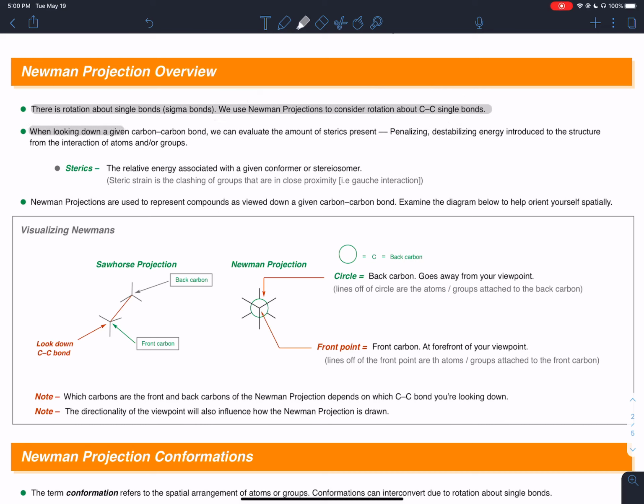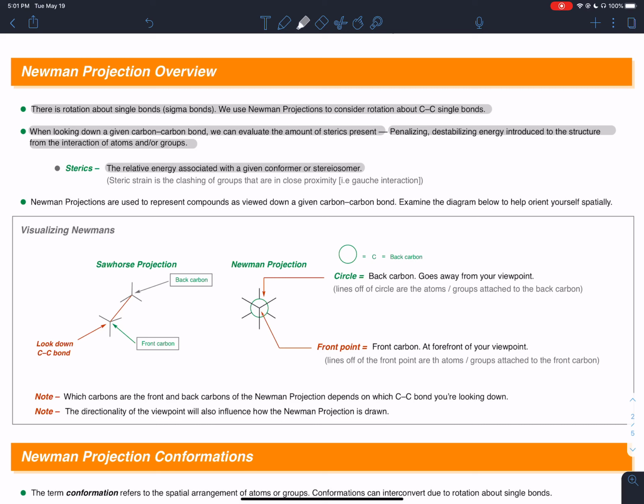And essentially what we can do when looking down carbon-carbon bonds is evaluate the types of steric interactions present. Steric interactions generally refers to the penalizing, destabilizing energy that is introduced from the interactions of atoms or groups, okay? We're going to say that the steric value or the sterics present in a molecule is the relative energy associated with a conformer or stereoisomer, okay? And think generally about sterics as meaning two groups and their electron clouds are starting to interact, they're getting close, and that introduces energy to the molecule, okay?